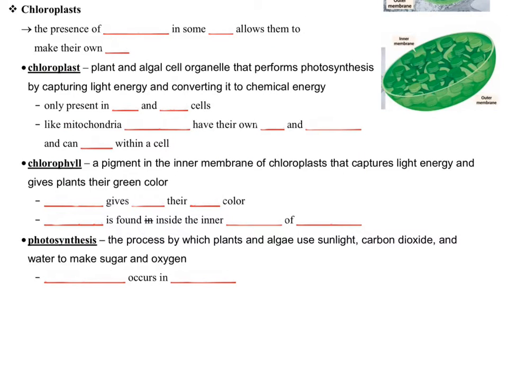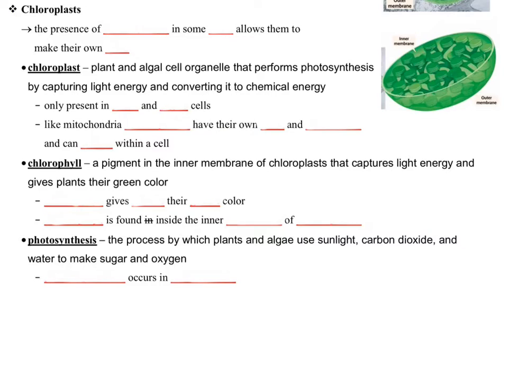Okay, the next organelle we will talk about are the chloroplasts. Now, chloroplasts, unlike mitochondria, do not occur in all eukaryotic cells. Chloroplasts are really exclusively organelles of plants and protists, some protists, particularly the algae type of protists.